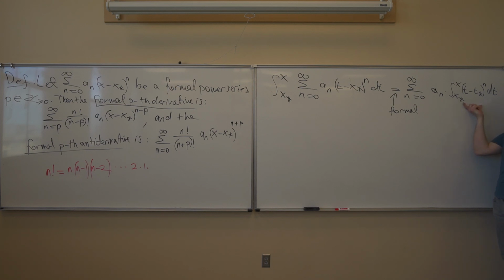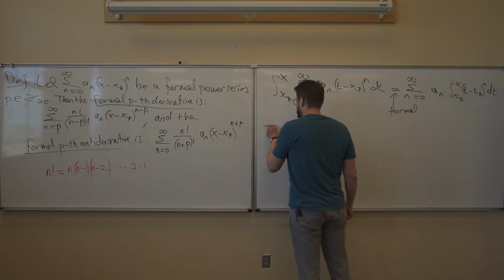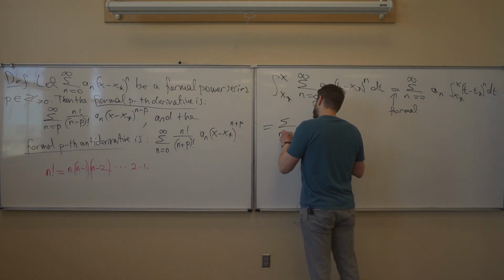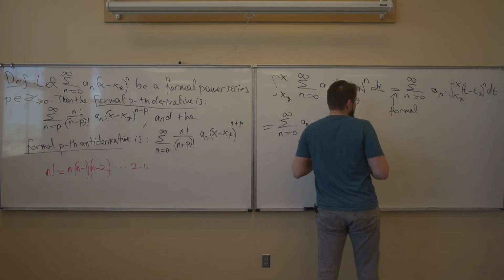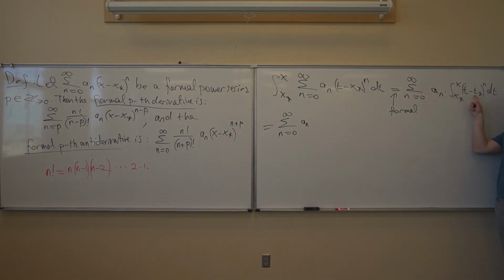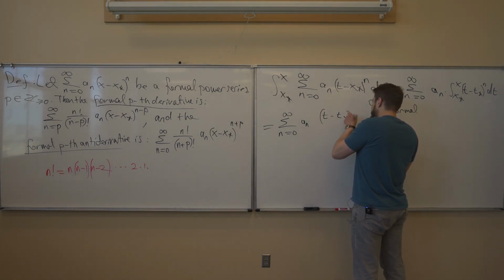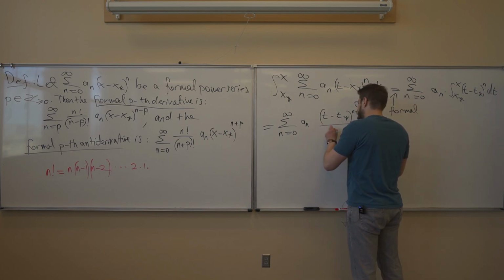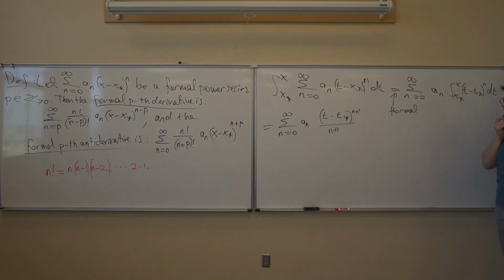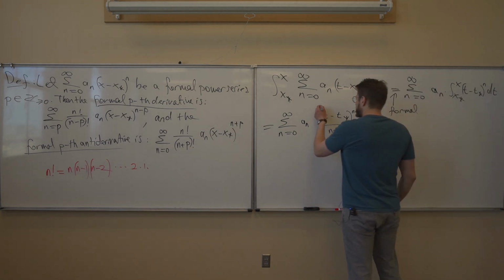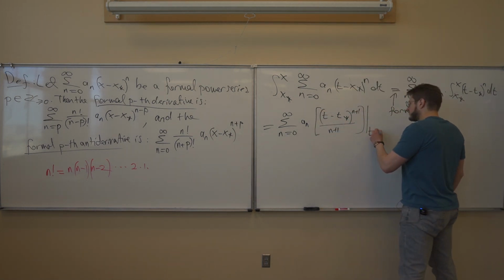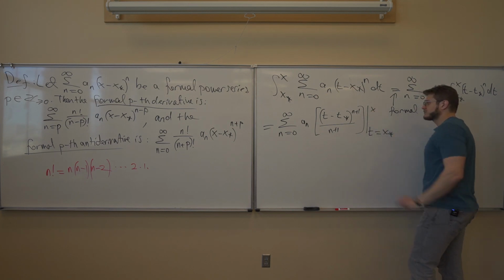Okay? But now I can integrate this rather easily because I know how to integrate polynomials. A sub n. Now what is the integral of this? This should be t minus x star to the power n plus 1 divided by n plus 1. And I should be evaluating this integral at the endpoints. So let's write it out explicitly. t minus x star raised to the power n plus 1. Now I need to divide by n plus 1 so that I get back this if I were to differentiate. And then I'm going to evaluate from x star to x.